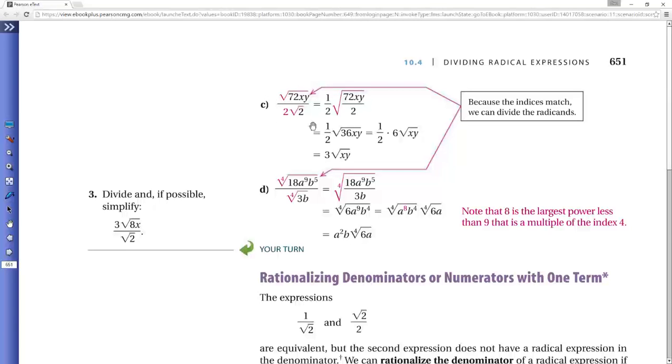I can say that's the same as 1/2 times a different fraction, right? So underneath here we still have 72xy over 2. Well, we can actually perform that division into 72, or simplify this fraction to be 36xy. And then 36 is a perfect square, so we can say it's 1/2 times 6, the square root of 36, times the square root of xy. And then take half of 6, you get 3. So here is the most simplified answer right here.